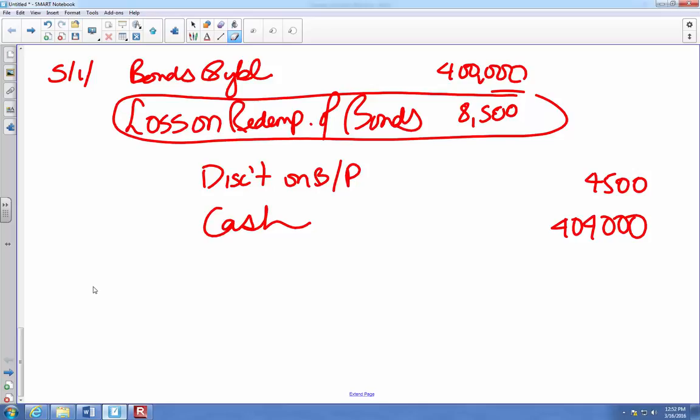The next one, we're issuing the bonds at a premium. So this time, instead of issuing it at a discount, I issued them at 103% of the face value. So the cash I got in is more than the face value.